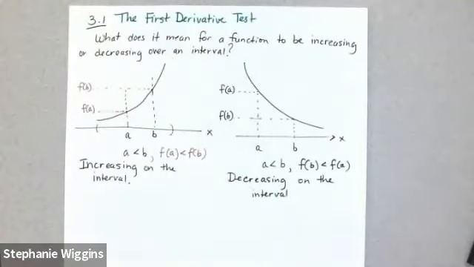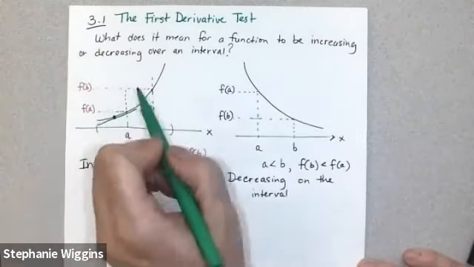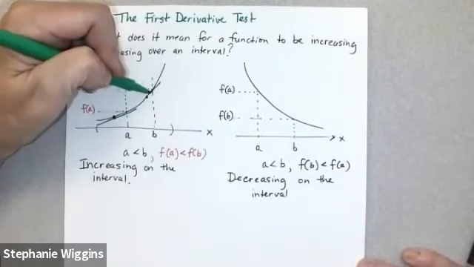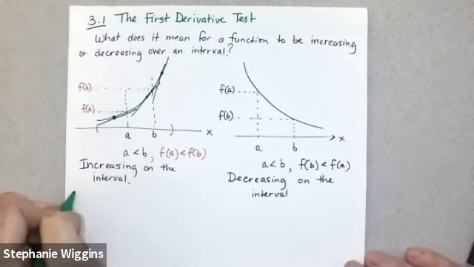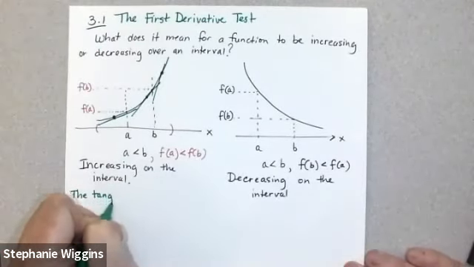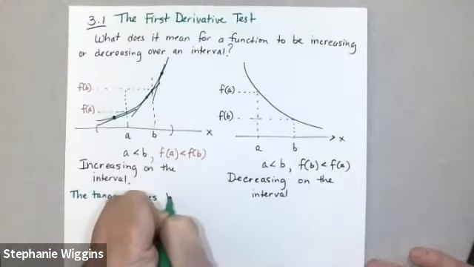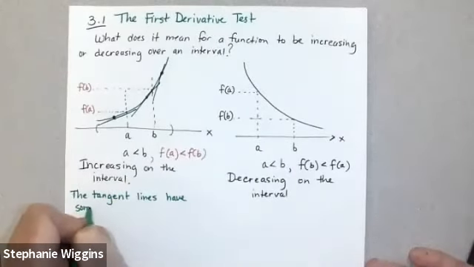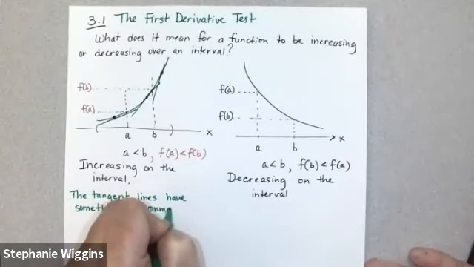So it makes sense that when we talk about increasing and decreasing functions, we need to talk about them in the context of their derivatives. And you'll notice that if I draw tangent lines along this curve here, so here's a tangent line, here's another tangent line, here's another tangent line. The tangent lines all have something in common. What is it that they have in common?